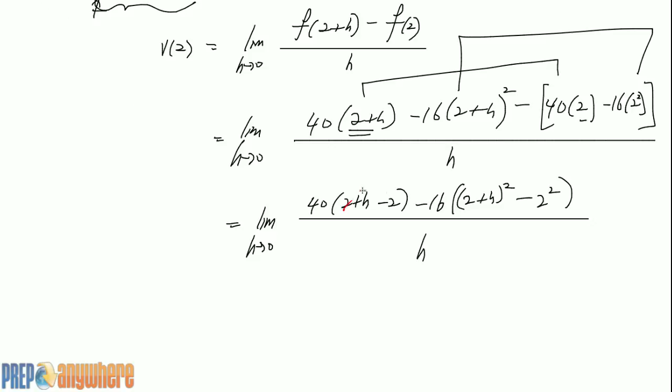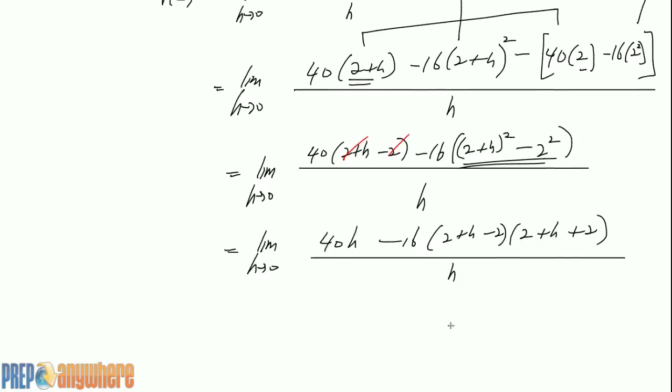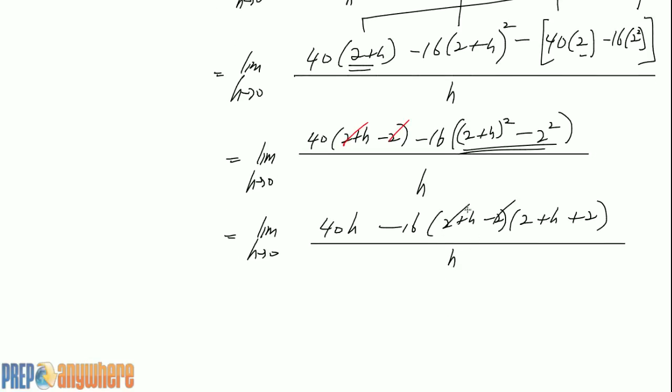Okay, note that here the 2 cancels out. Okay, and the second bracket, so we have 40h. Let's factor that. It's difference of squares, so we get a (2 plus h minus 2) and a (2 plus h plus 2). Okay, so that also cancels out. And note that I can divide the top and bottom by h and get rid of that h, and also that h.